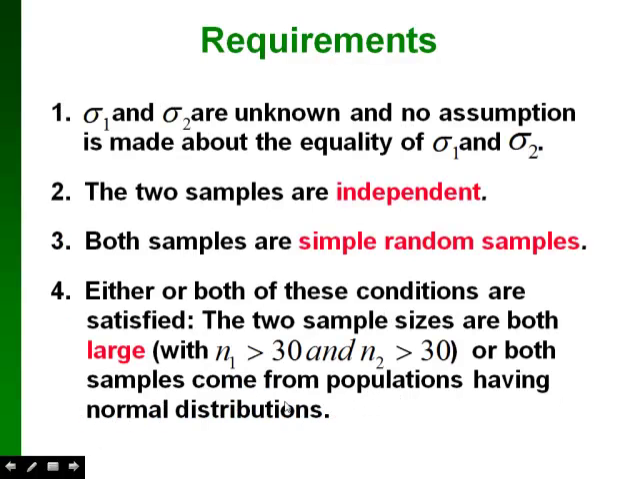So the requirements for this type of test are that our population standard deviations are unknown. No assumption is made about the equality of the two population standard deviations. The two samples have to be independent, which means that they're selected separately. Both samples are simple random samples, and either or both of these conditions are satisfied. Either the two sample sizes are both large, so both sample sizes are bigger than 30, or both samples come from populations having normal distributions. If we have either one of these two or both, then we're okay.